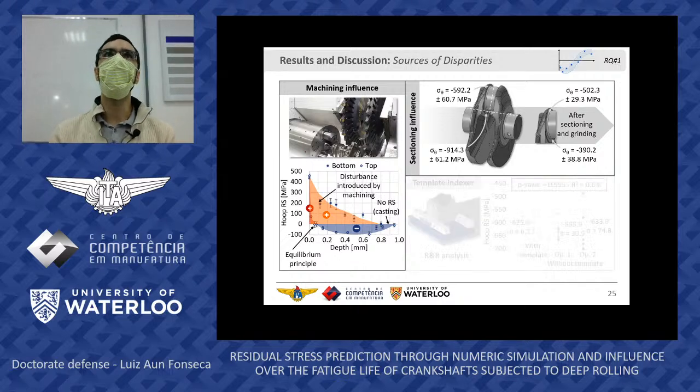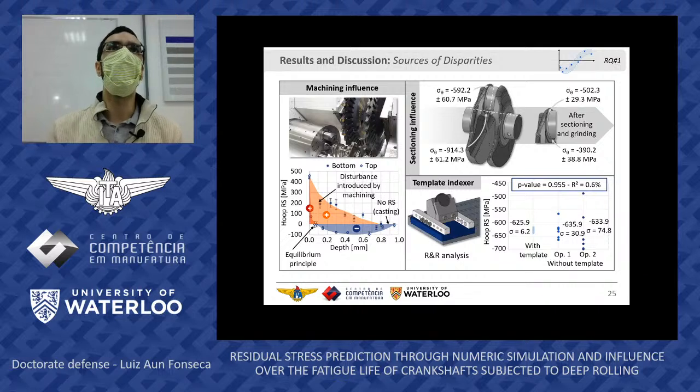influence. And finally, a reproducibility and repeatability analysis shows that the template indexers are very much needed for this endeavor, as we are dealing with a very complex and intricate geometry at the crank pin fillet radii. So we do need to be able to reposition the sample every time we need to electropolish it.